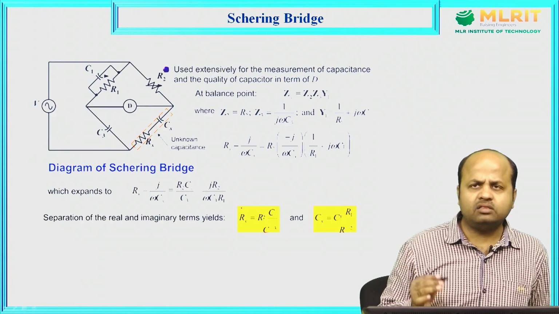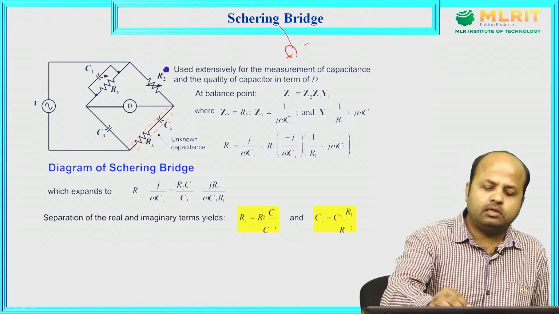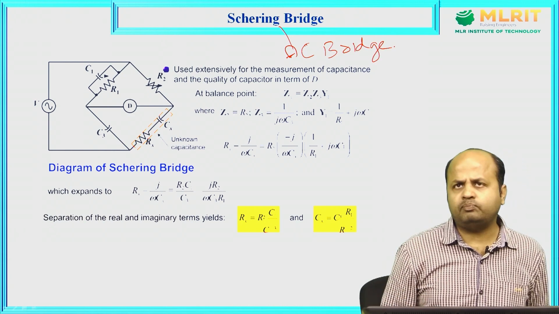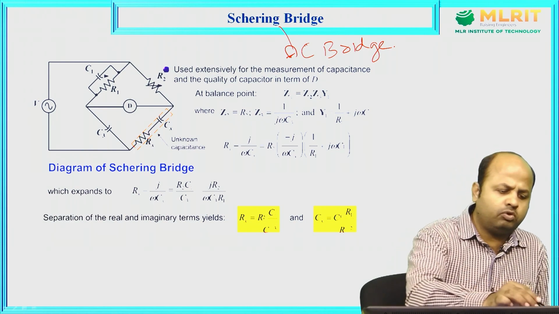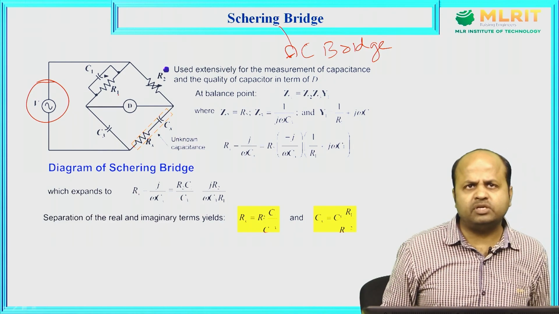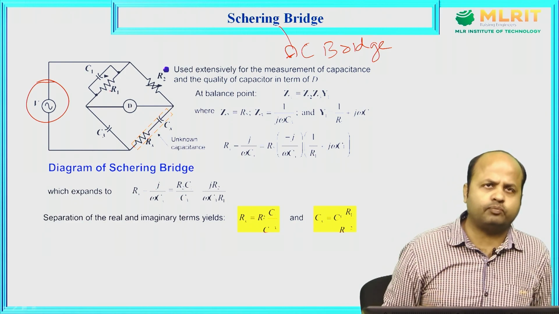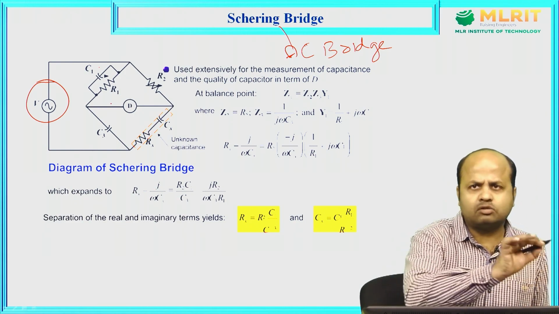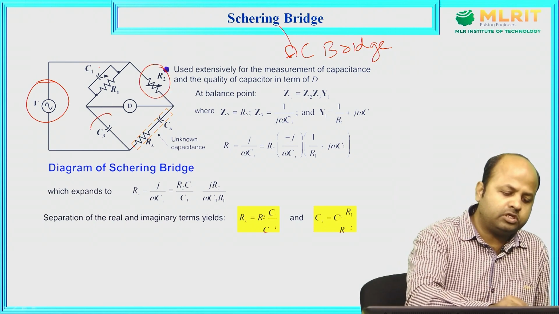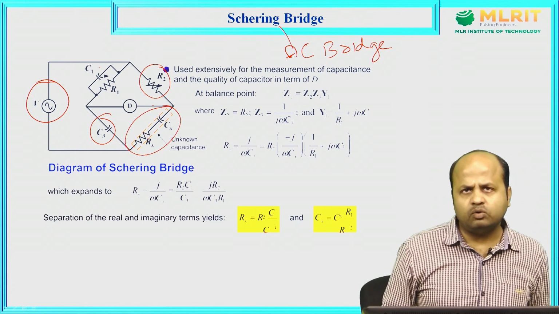Now another important bridge is Schering bridge. It is also a type of AC bridge. Whenever I say AC bridge, you will find one AC source here. The construction of Schering bridge is similar to the Maxwell bridge, with the only difference in the components. C1 is parallel to R1, as there also we found C1 parallel to R1. Here we will find R2, and opposite to R2 there is a component C3. And this is our unknown capacitance and unknown resistance.